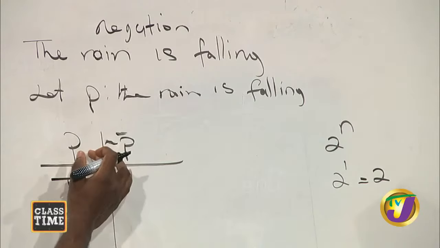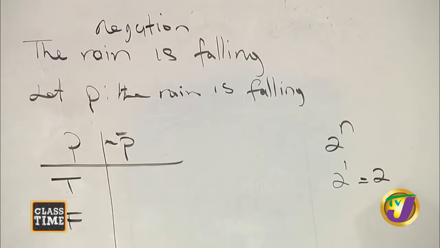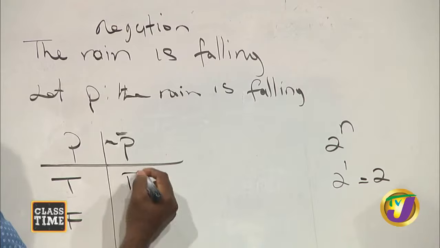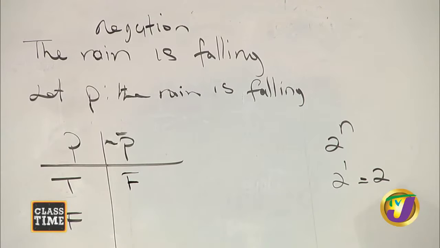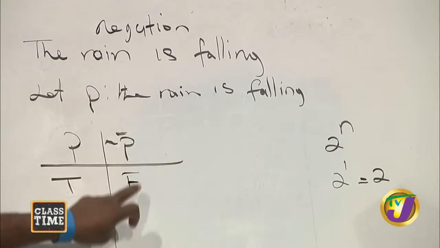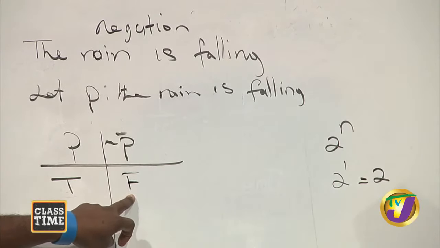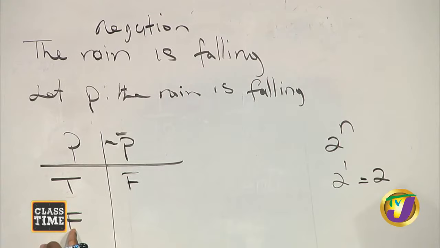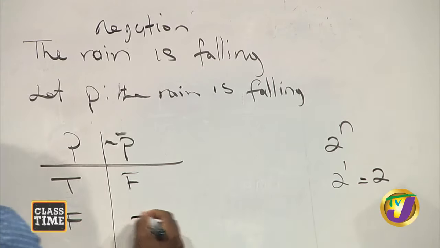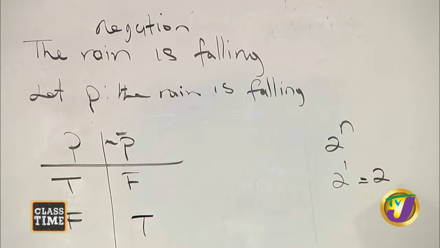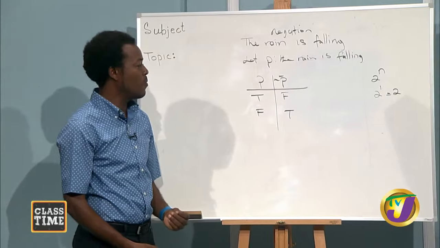Therefore, if the rain is falling, the negation will be that the rain is not falling, right? So this should have been our false. The rain is falling, the negation, not falling, right? In this case, it is falling, so that means it is true. The negation is the opposite, or the reverse, whichever you find comfortable to work with.